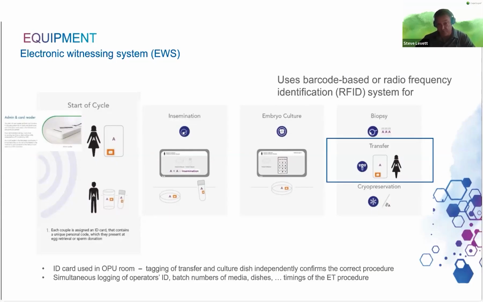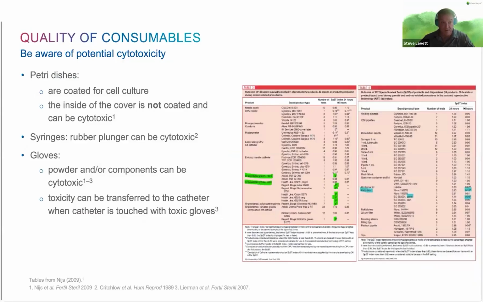And so electronic witnessing can help us. We still need to be diligent and vigilant, but it can help. And the patient's obviously there. The more that we can do to reassure them and lower their anxiety levels, the better the chance of success. The quality of consumables, as I mentioned, is important.